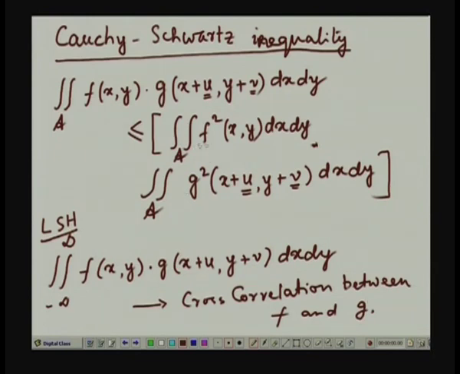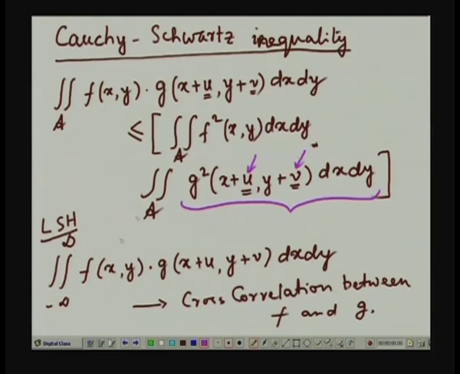And then if you look at the right hand side, this integral of f square x y dx dy over A is a constant for a given template, whereas this particular component, the integral of g square x plus u, y plus v dx dy, is not a constant, because the value of this depends upon the shift u and v.